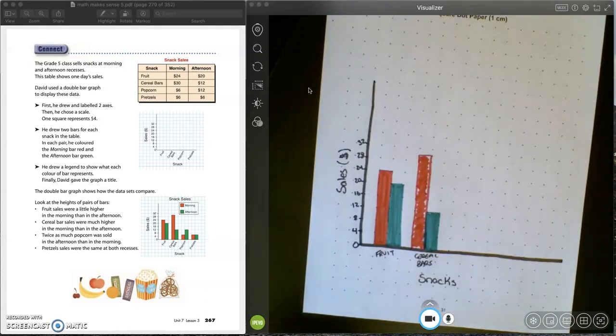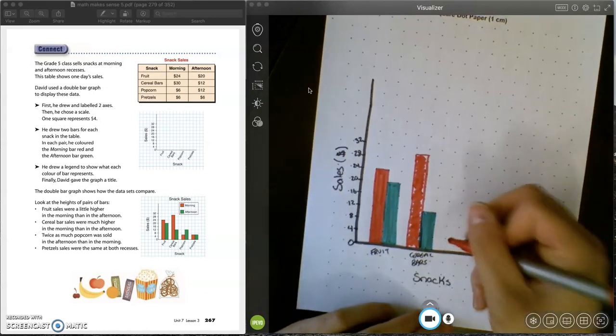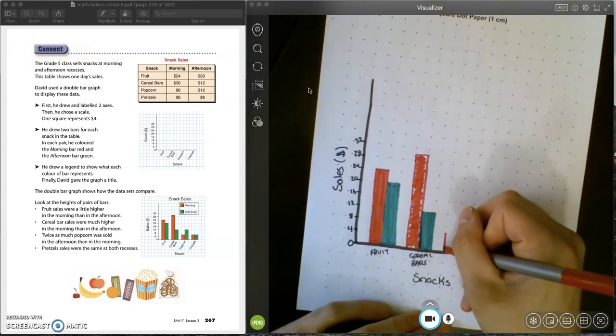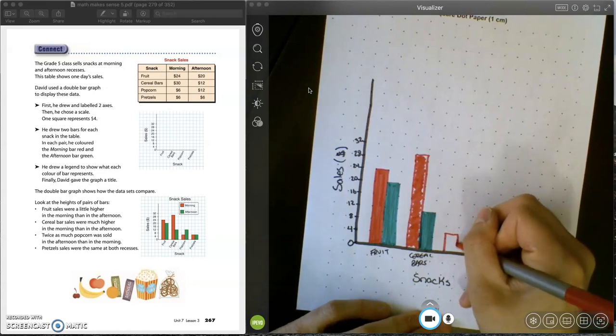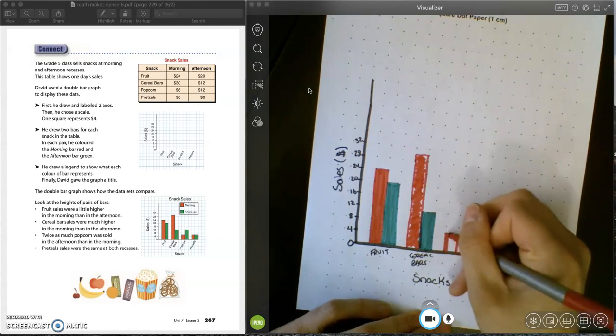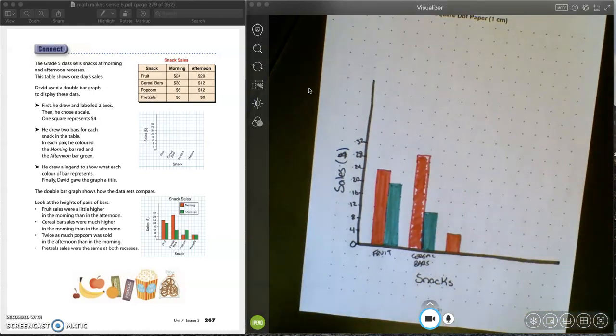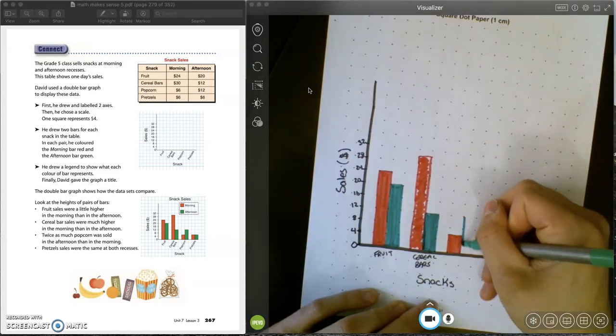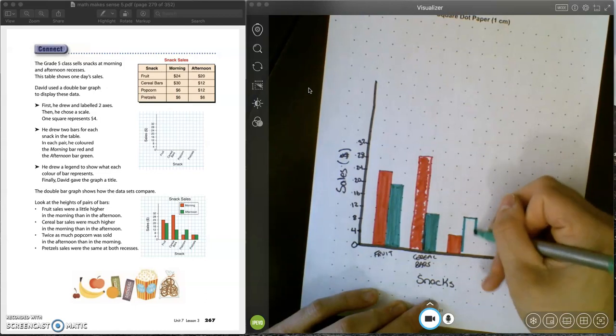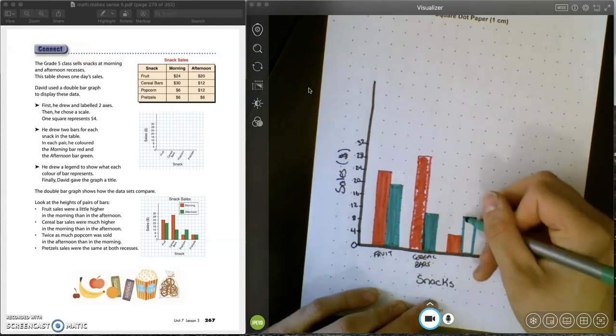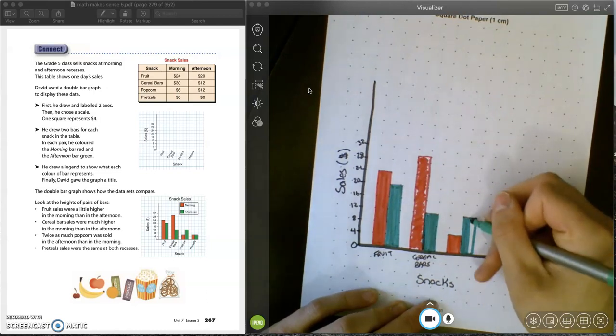Good. Then I'm going to move on to popcorn. Nice and easy. $6. Obviously not a very popular morning snack. Seems fairly reasonable. Okay, there's my morning popcorn. Afternoon popcorn is $12, which is on my scale here. So a little bit easier. Obviously, popcorn is not super popular.